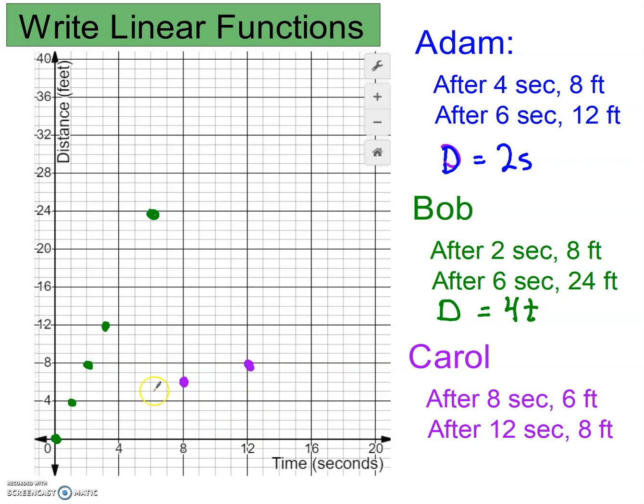Here's the deal. If I track Carol's progress back to here, she didn't start at the starting line. Okay, so here's what I noticed. After 4 seconds, she'd gone 2 feet, or after 2 seconds, had gone 1 foot. She's only going half a foot per second. Okay, and she started at 2 feet. I'll put t there. There's her function.